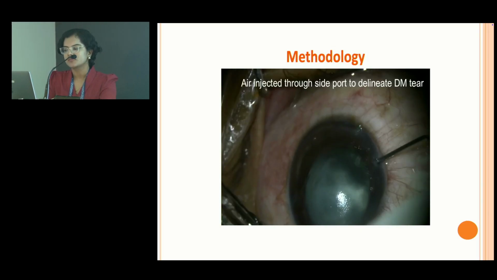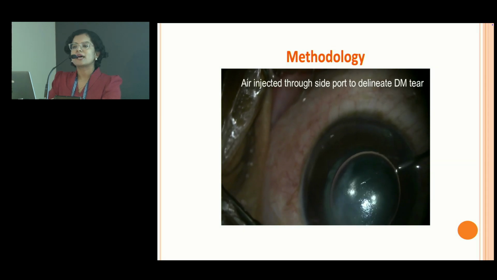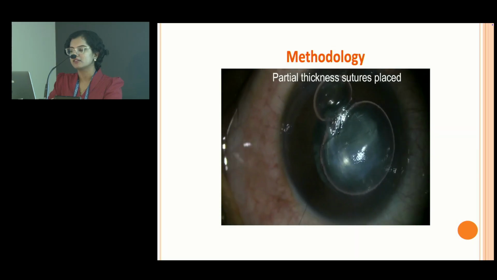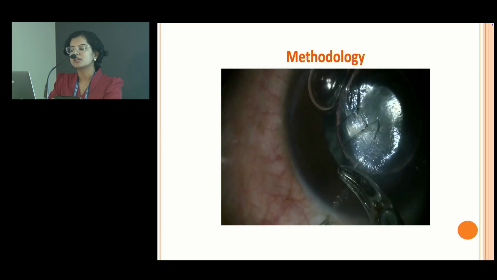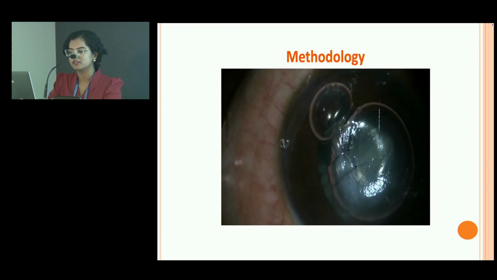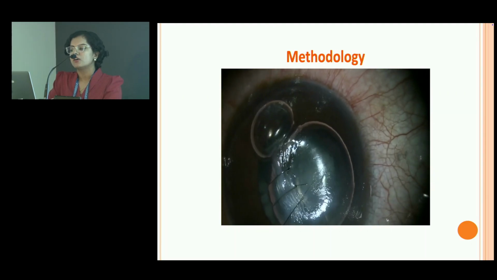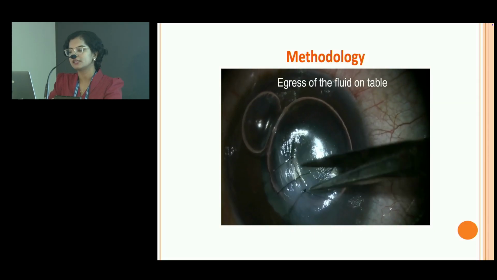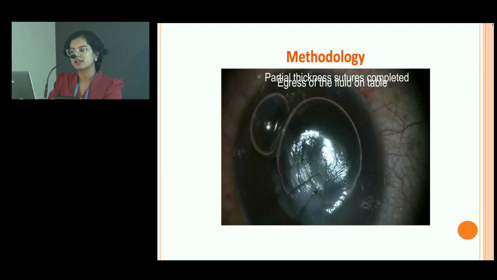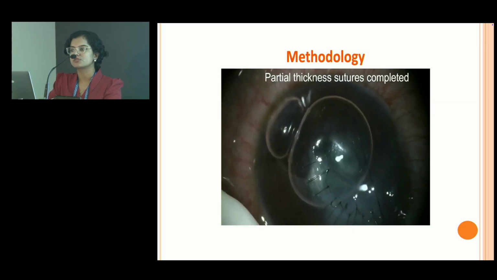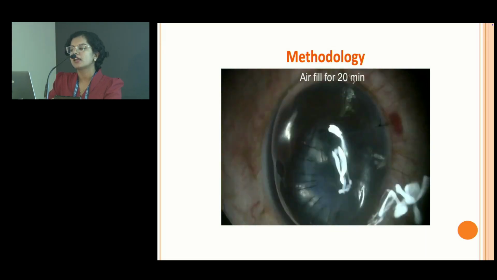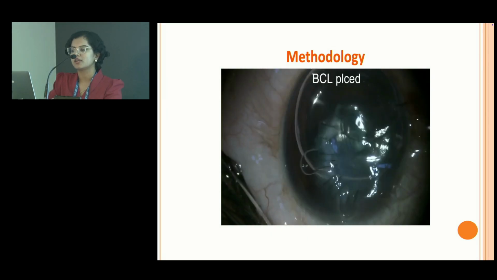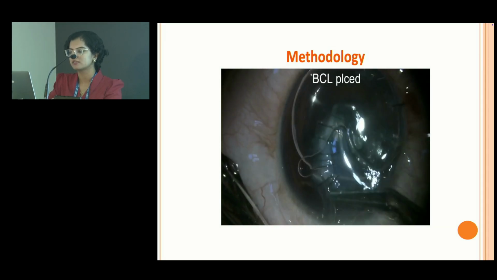This was the surgical technique. Through the paracentesis, air is injected into the anterior chamber to delineate the Descemet's membrane tear, and perpendicular to the tear, partial thickness corneal compression sutures were taken. On tightening the sutures, on-table intraoperative egress of fluid was noted, and then it was marked. All the sutures were made tight, and then all the sutures were buried. Again, air was injected into the AC, kept for 20 minutes. Minimal air was left behind, and then a BCL was placed.